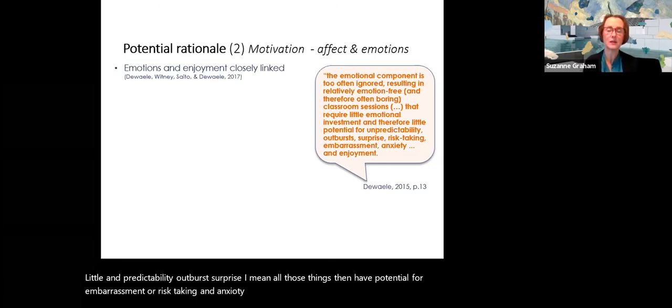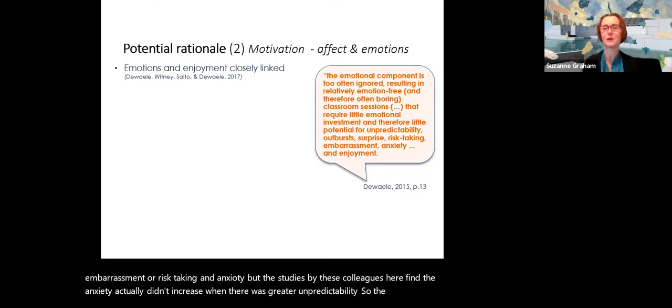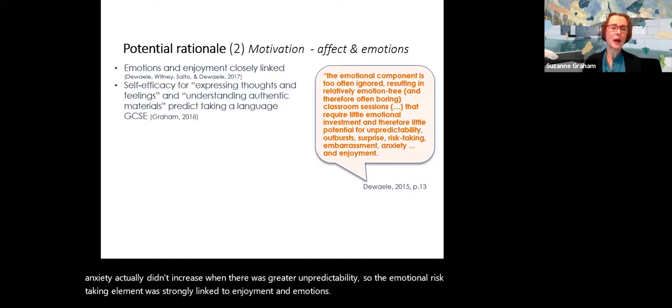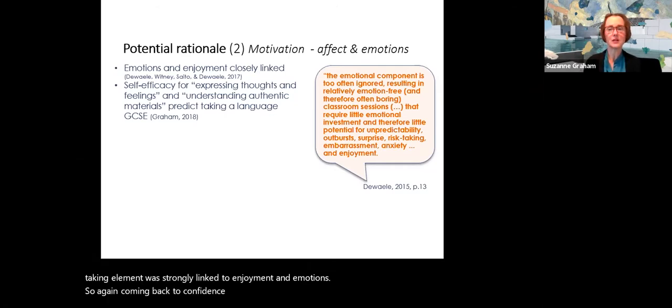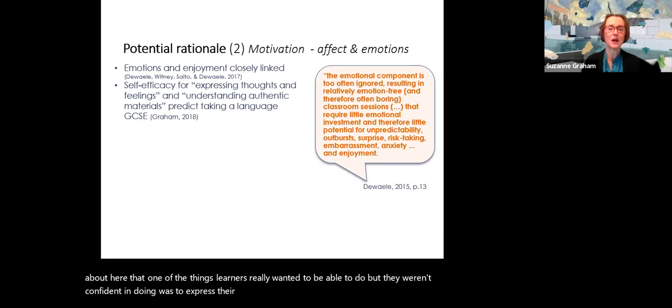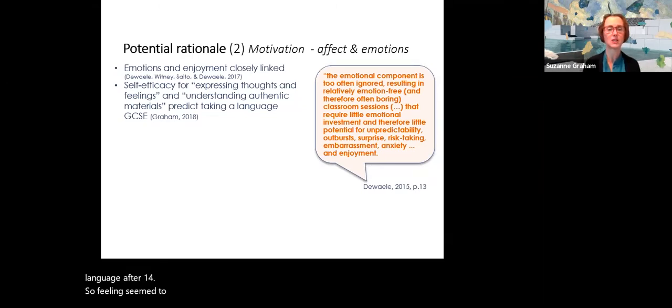But the studies by these colleagues here found that anxiety actually didn't increase when there was greater unpredictability. So the emotional risk-taking element was strongly linked to enjoyment and emotions. So again, coming back to confidence, we found in a pilot of the study that I'm going to be talking about here that one of the things learners really wanted to be able to do, but weren't confident in doing, was to express their thoughts and feelings. And their levels of confidence in being able to do that predicted how likely they were to want to continue with a language after 14. So feelings seem to be an important aspect to look at.